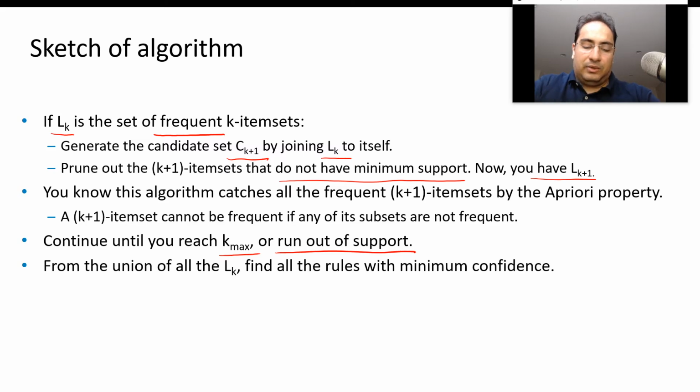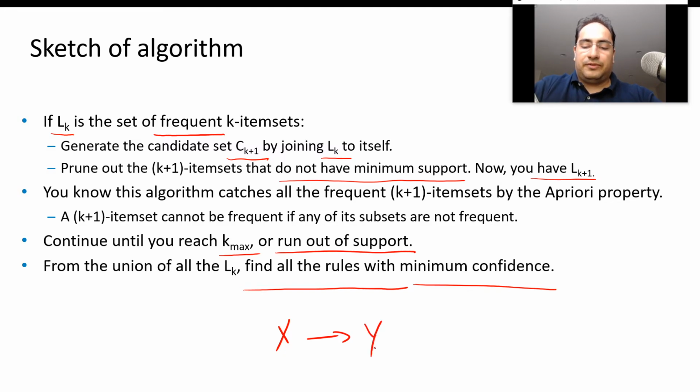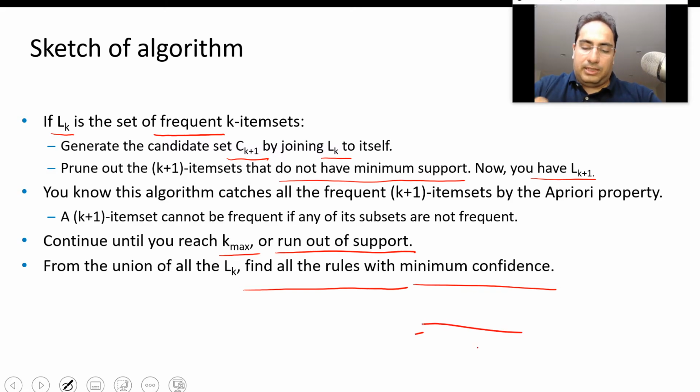Then at the end, what we do is we get the union of all the LKs that we have found, all the frequent item sets, and find only those that have the minimum confidence, because we could have a lot of different rules and different items, but we're looking for those rules of type X then Y. That's what we're interested in, right? We're looking for those rules of type X then Y that have a minimum confidence as well as minimum support. So, okay.